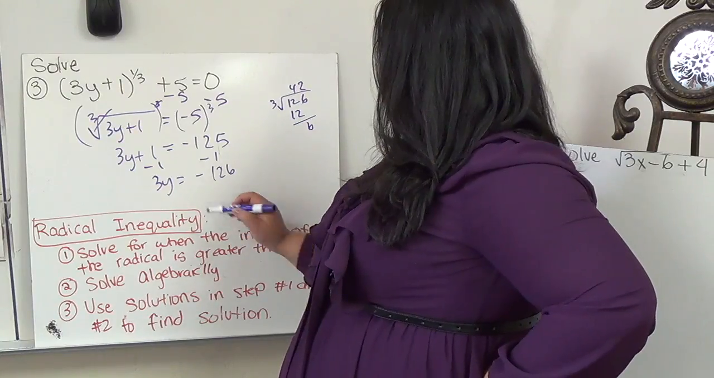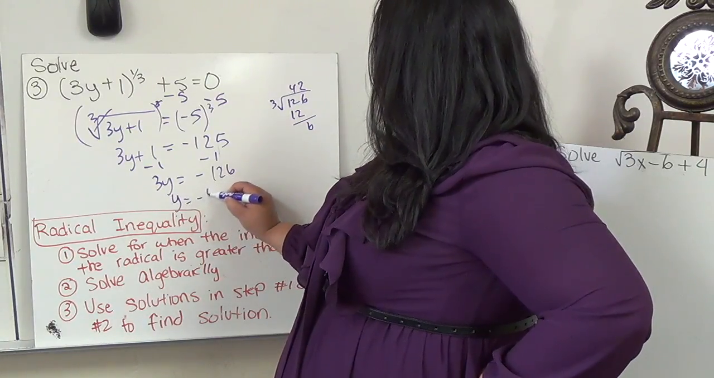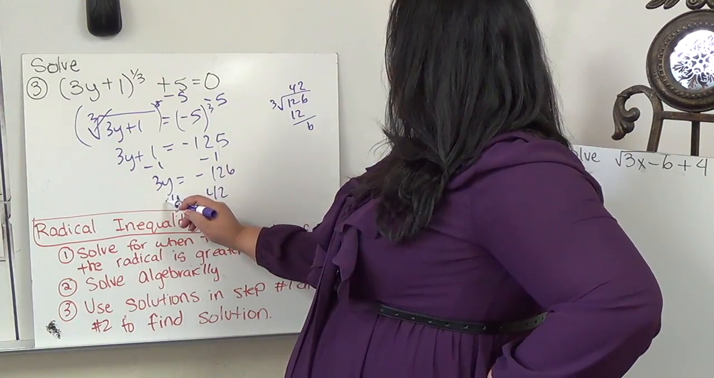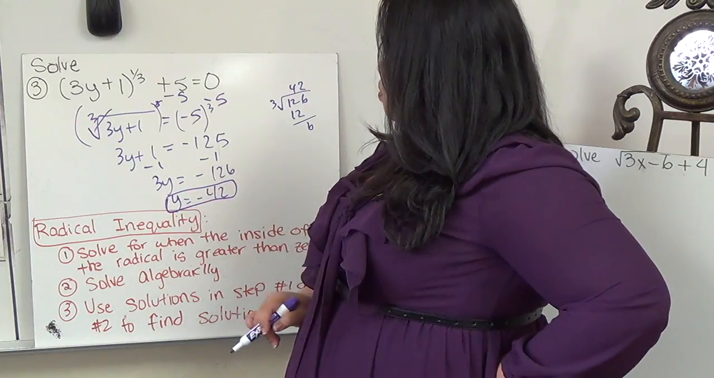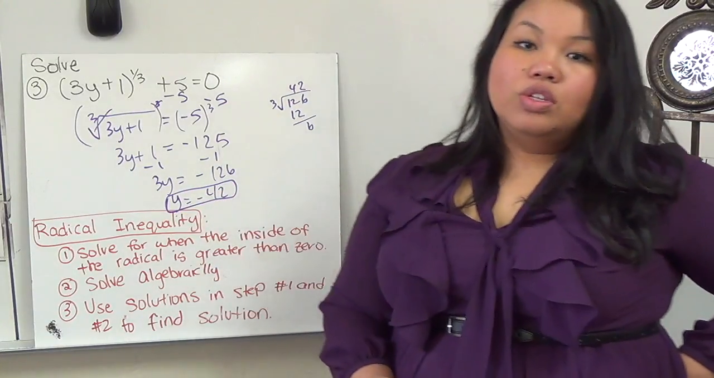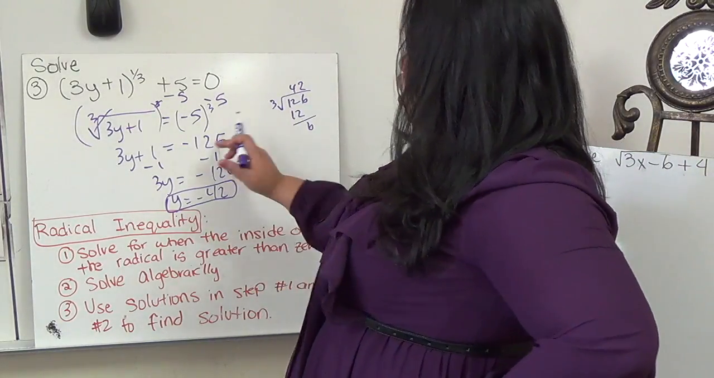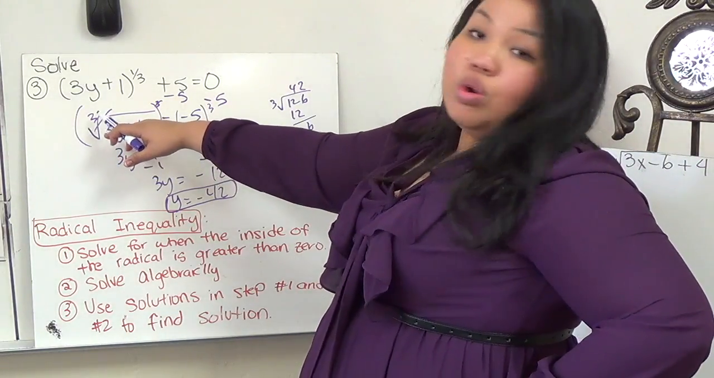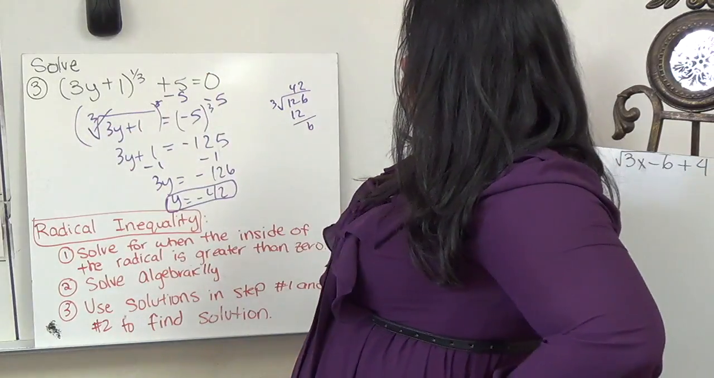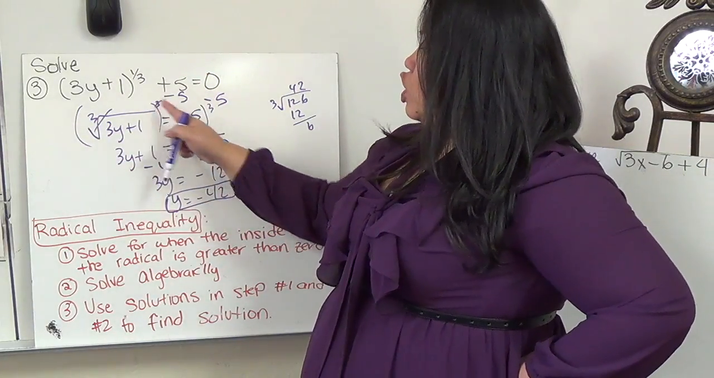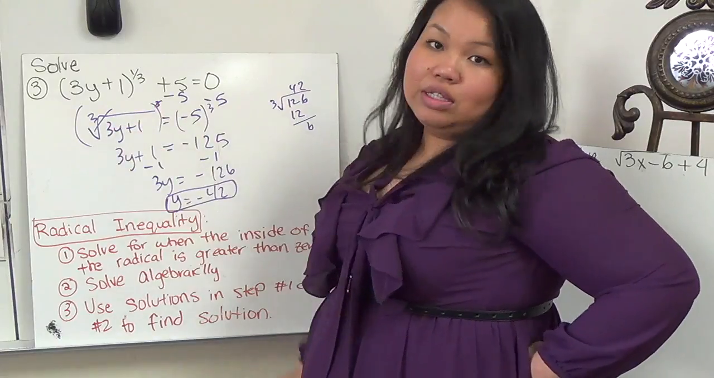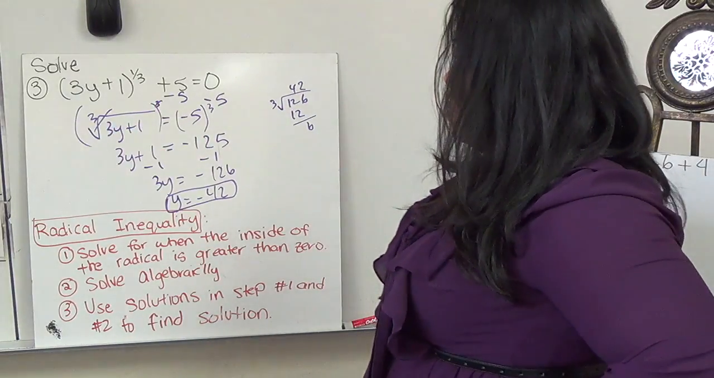42. Y equals negative 42. So the method is the same. We're going to isolate. The only difference is you're going to be cubing, or whatever root it is, that's what you're going to be doing on the opposite side in order to cancel out. I can't square both sides because then that doesn't cancel this out. It just complicates the problem.